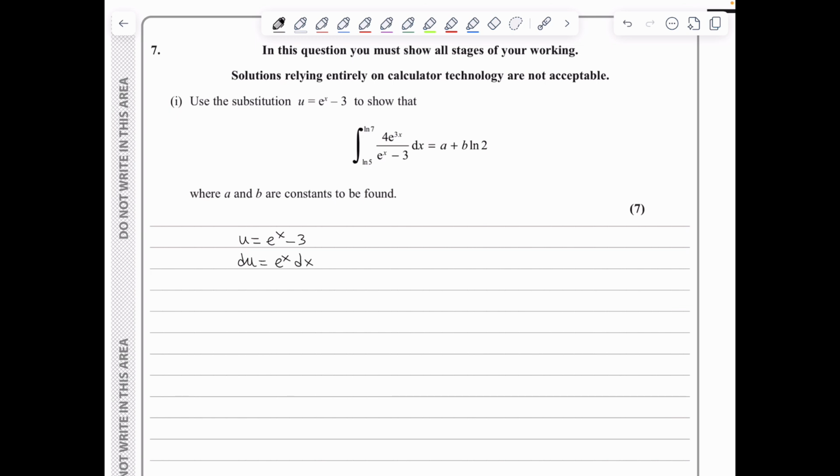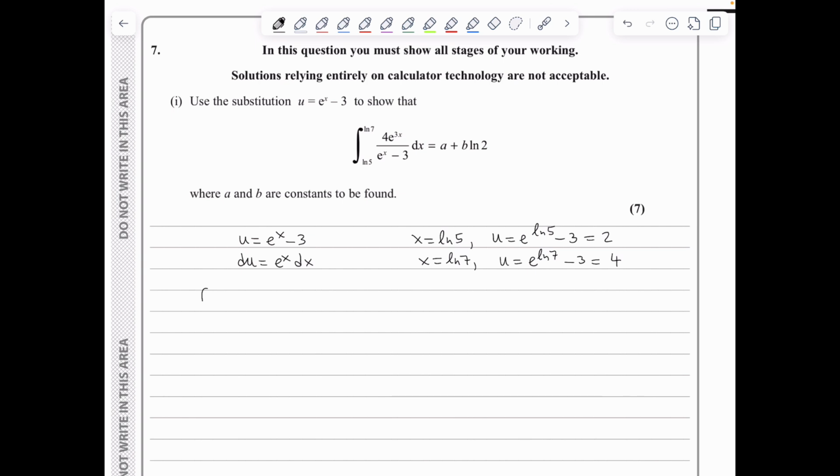It also makes sense to change the limits. Remember, this is a translation process. Everything involving x, including the dx and the limits, needs to be translated from x into u. So we've got, first of all, x being ln 5, which means that u is e to the ln 5 minus 3, which gives an answer of 2. And then for x being ln of 7, we're looking at u is e to the ln 7 minus 3, which gives an answer of 4.